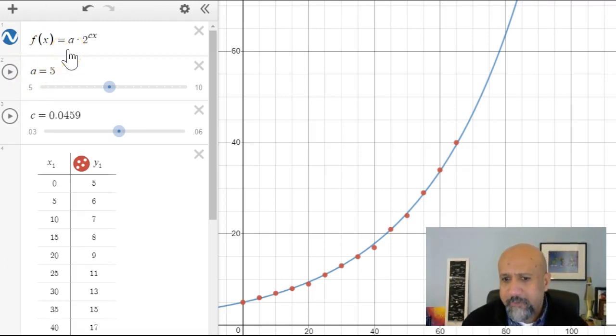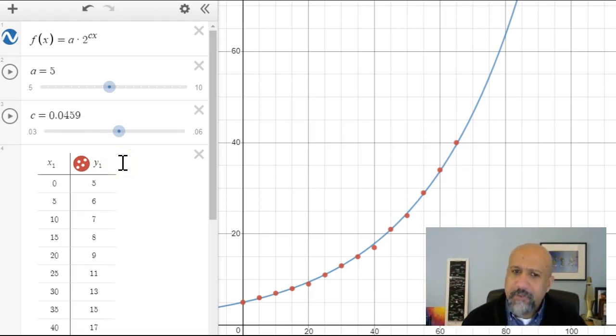The value for A is 5. That's my multiplier out front. That's my starting point. And my value for C is 0.0459. That's my growth rate. So I've got that in my exponent multiplying by x. So as I change that C, I get different sort of steepnesses of the curve.